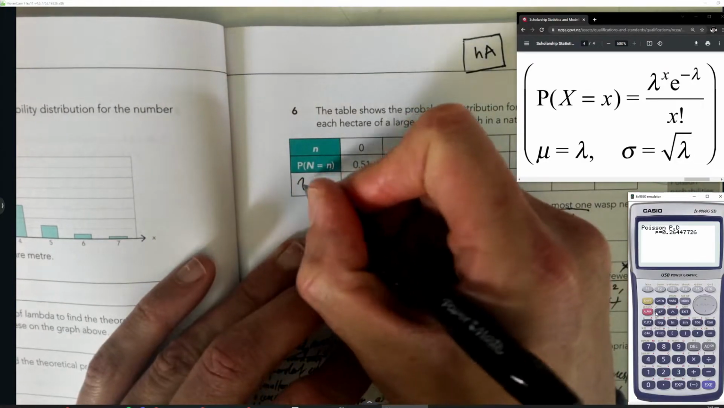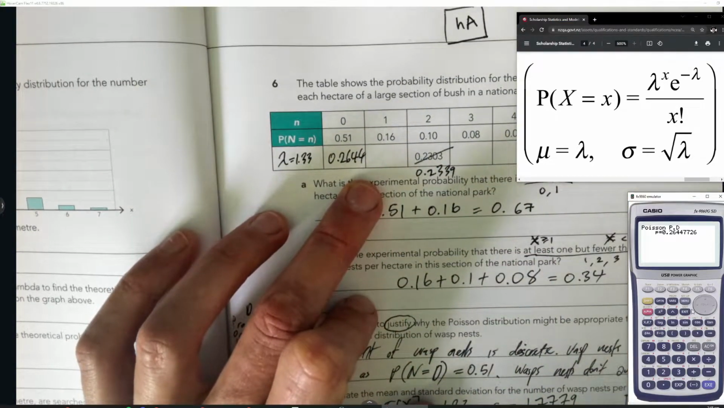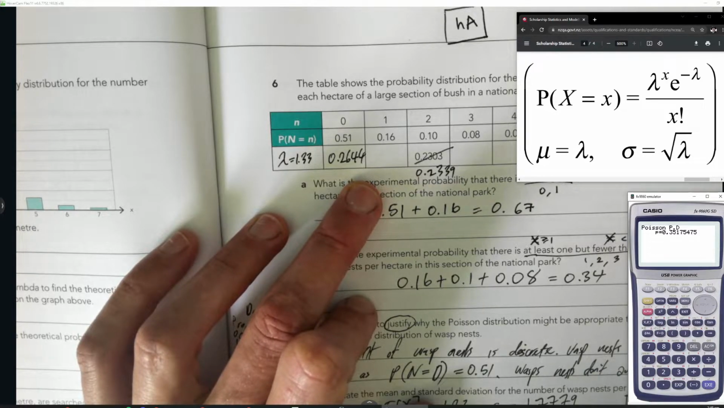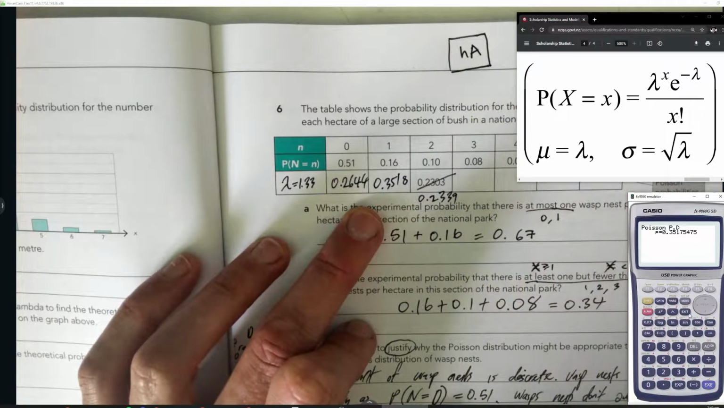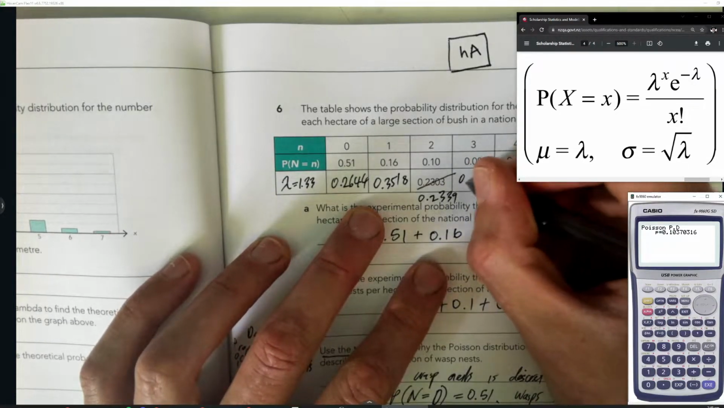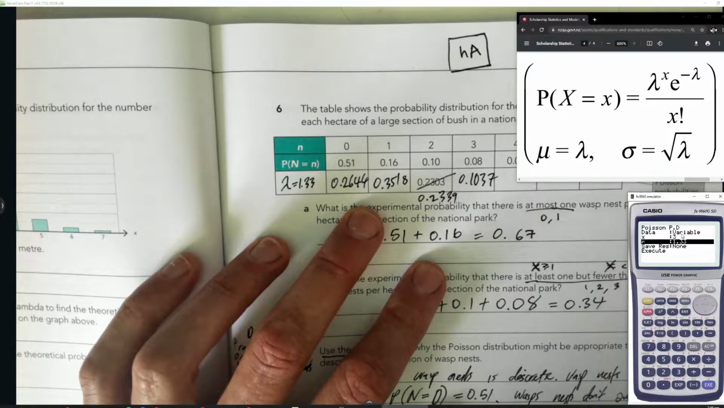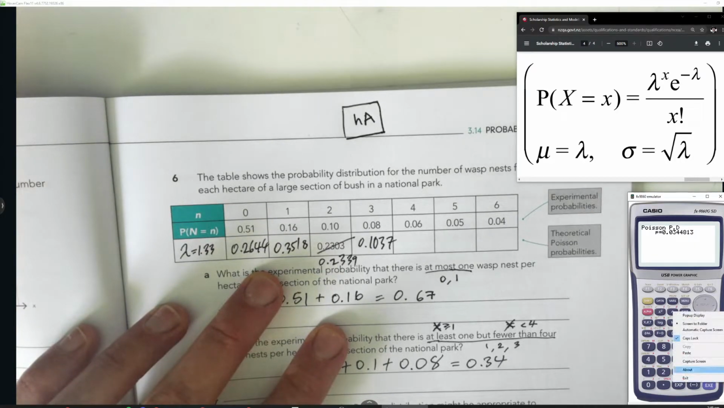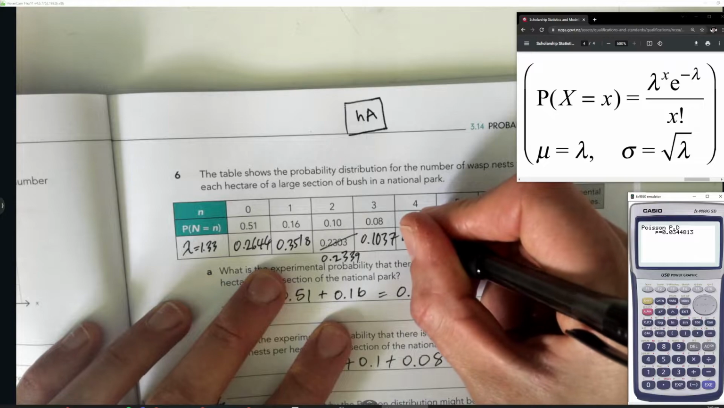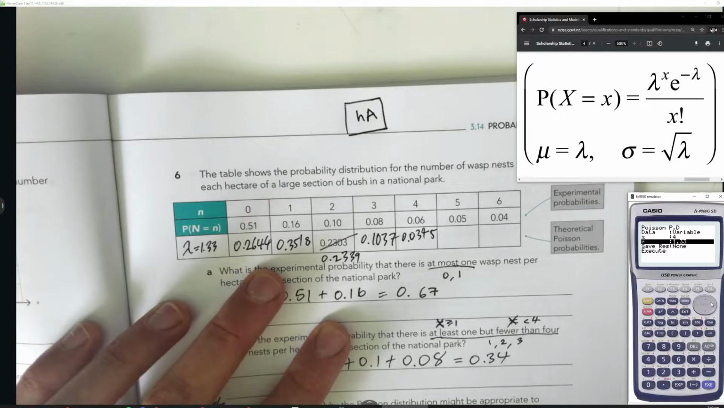0.2644. I'm just going to even put that lambda equals 1.33 here. Next one, we'll do 1. 0.3518. Still look like they're going to add up to the numbers. 0.1037. When you're doing things like this, I have to keep checking. I did 3, good. 4, 0.0345. Ooh.